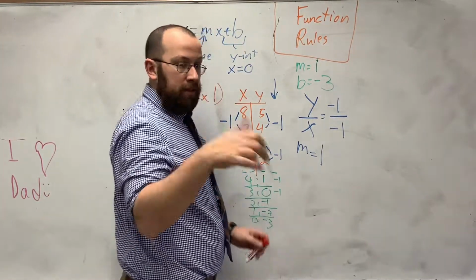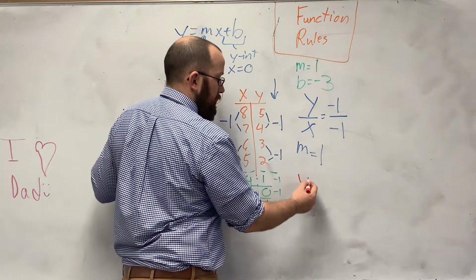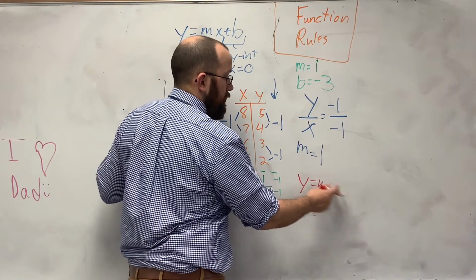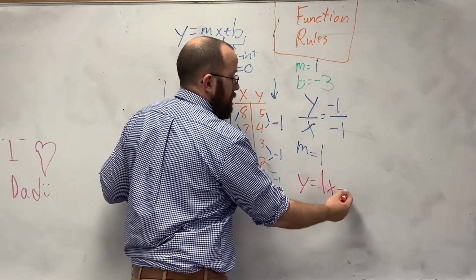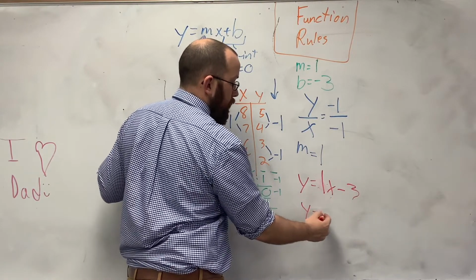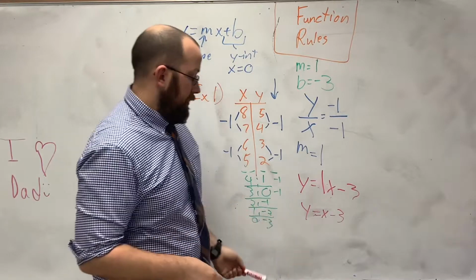Well, not quite. That was an early thumbs up. Let me write this out as an equation. The equation here would be y equals 1x minus 3, or you can just write it as y equals x minus 3. That's what it actually is.